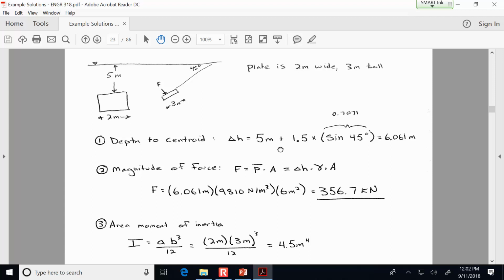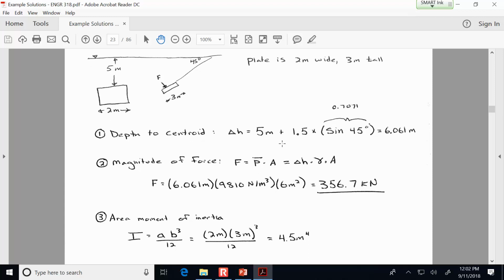All right, I've got the solution up here on the screen if you want to check what you're doing versus what I calculated. To find the depth of the centroid, it's the 5 meters to the edge. So from the water surface to the edge is given as 5. And then we want to know the vertical component of that 1.5 meters. That's the distance from the edge of the plate to the centroid. So the vertical component of that is just going to be 0.7071 times 1.5. So the overall delta H is 6.061 meters.